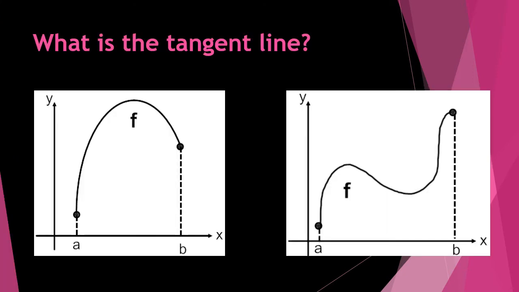Today we're going to talk about the instantaneous rate of change, which is better known as the slope of the tangent line. So what is a tangent line? A tangent line is a line that touches your graph at exactly one spot.